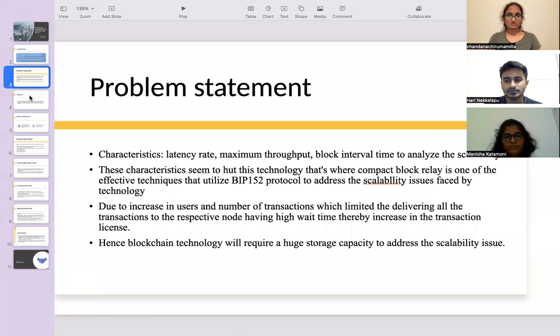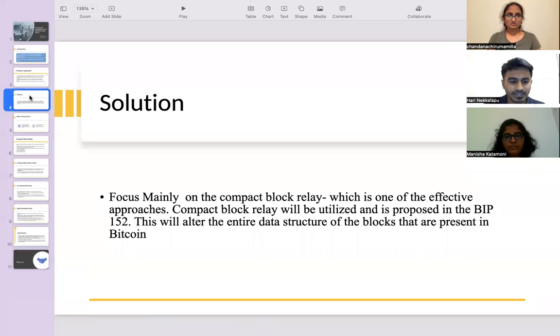Coming to the third slide, the solution to the scalability issue that we are using is compact block relay, which is one of the effective approaches proposed by BIP 152. This will alter the entire data structure of blocks presented in Bitcoin. The solution in detail will be explained by my teammate Chandana Chirmamilla. Thank you, Hari.